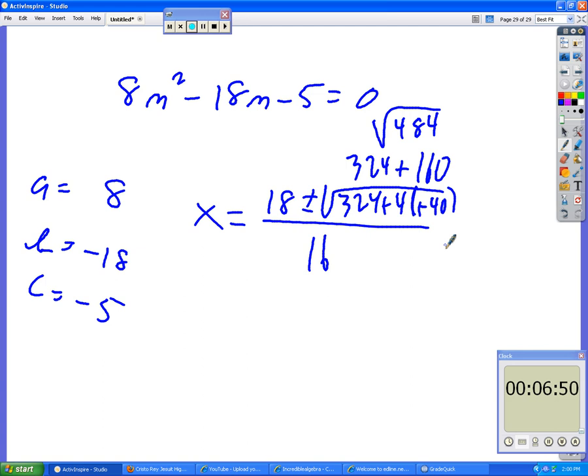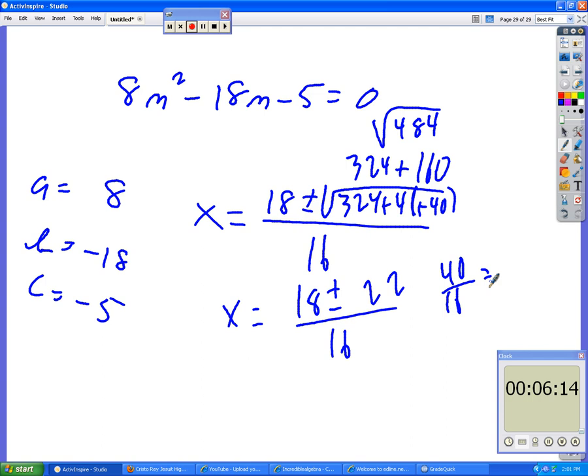If this is not a perfect square, you rewrite it, you're done. But if it's a perfect square, you rewrite it with the new number in. So, since it's a perfect square, this becomes x equals 18 plus and minus. What's the square root of 484? 22 over 16. Can I keep going? Sure. I can take 18 plus 22, so 18 plus 22 is 40 over 16.